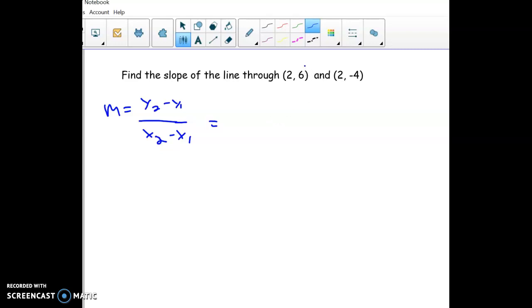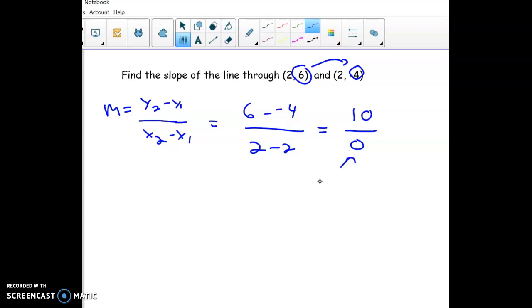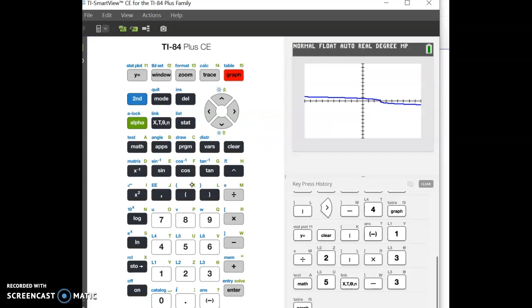Okay, here we go. To keep them straight, I'm going to circle my y's. Sorry, that's not great, but 6 minus -4. I'm doing them in this order this time. Over 2 minus 2. So I got 10. That becomes a plus over 0. The reason why this one's a little different is we got the 0 on the bottom. And if you were to type that in your calculator, you'll get this weird thing.